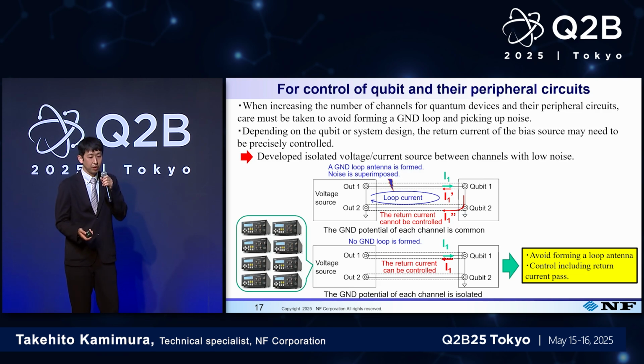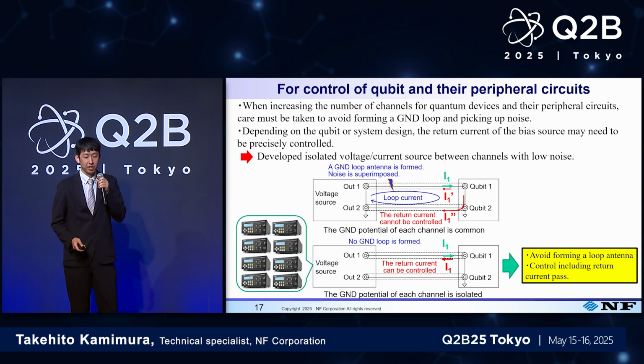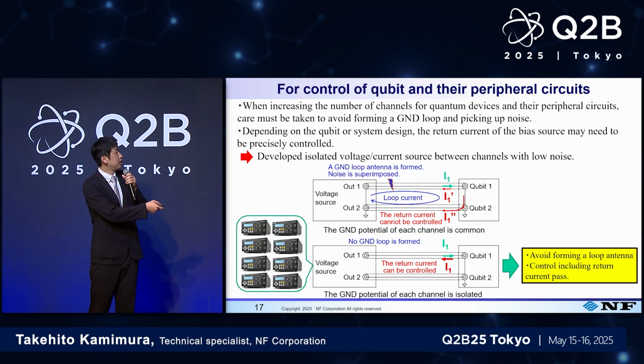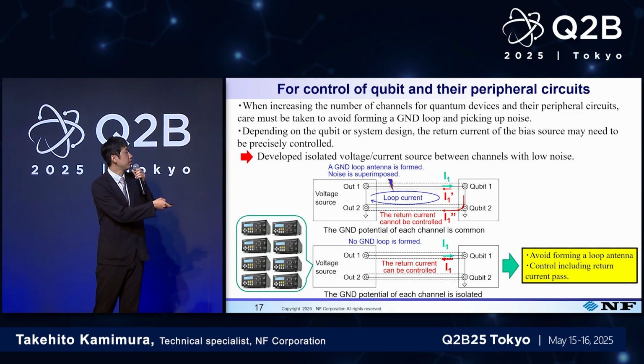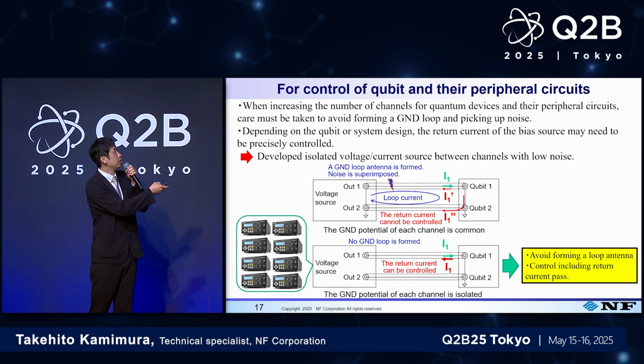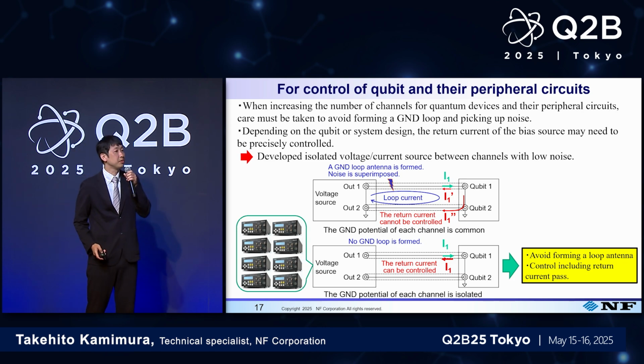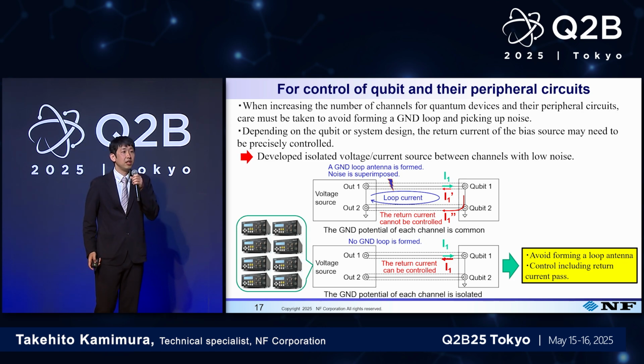But before that, care must be taken with the ground potential of the bias source in directly controlling a board with multiple qubits. This shows the case where the ground sources are shared in common, or where they are separated. If the bias source is not isolated between channels, a ground loop may be formed, allowing for disturbance noise.